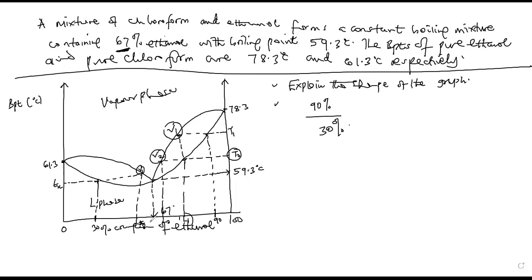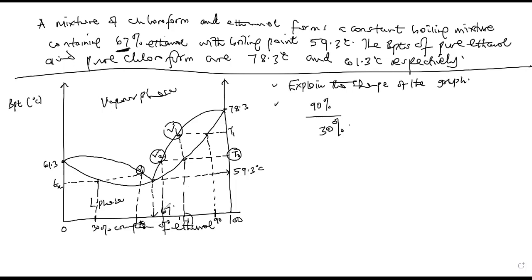Now, when that liquid is also heated, it is going to boil at a certain temperature to give a certain vapor. So the process will continuously repeat. Still, you are going to produce an azeotropic mixture as a distillate and pure ethanol as a residue.